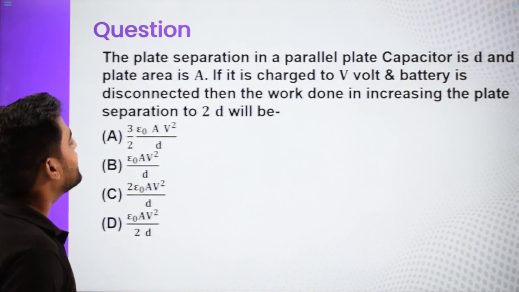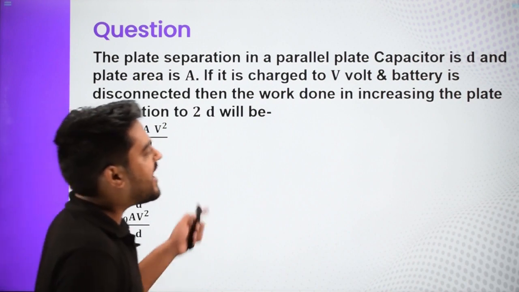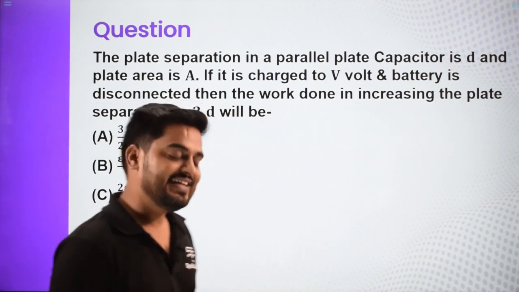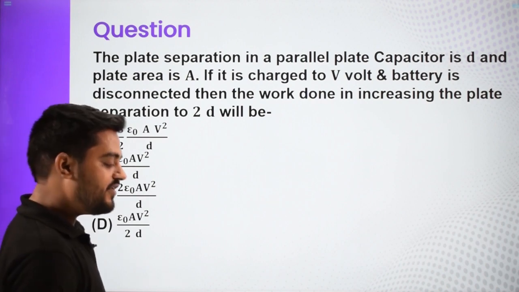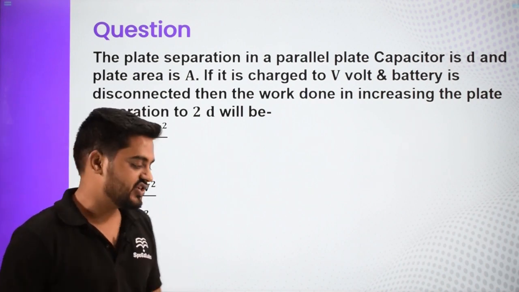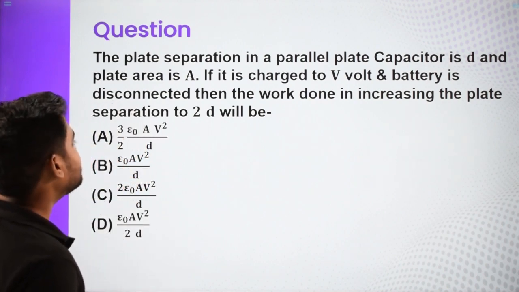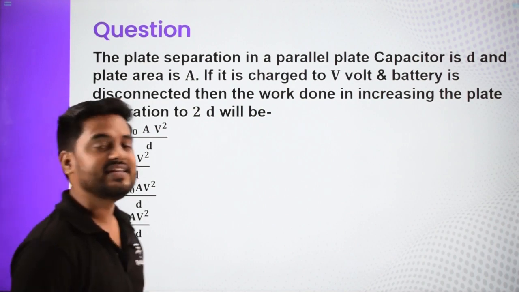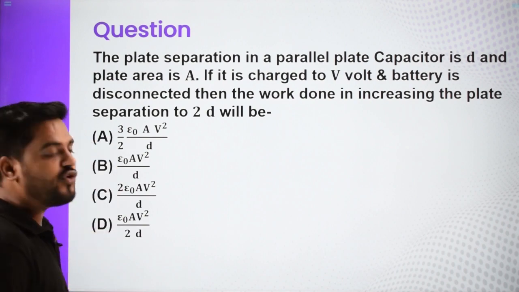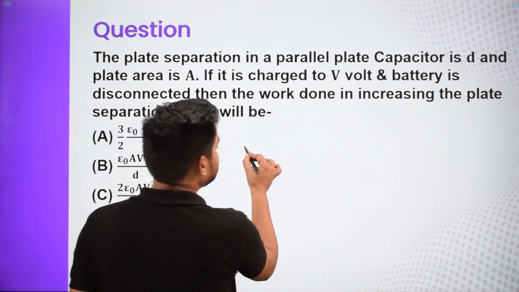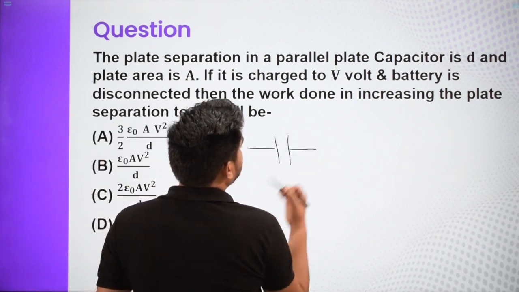Now let us have a look at the next question. This question says that the plate separation in a parallel plate capacitor is D and the plate area is capital A. Now if it is charged to a V voltage, and the battery is disconnected, then the work done in increasing the plate separation to 2D will be what? So we have 4 options. Now let us again understand. It's just the same as the previous problem.